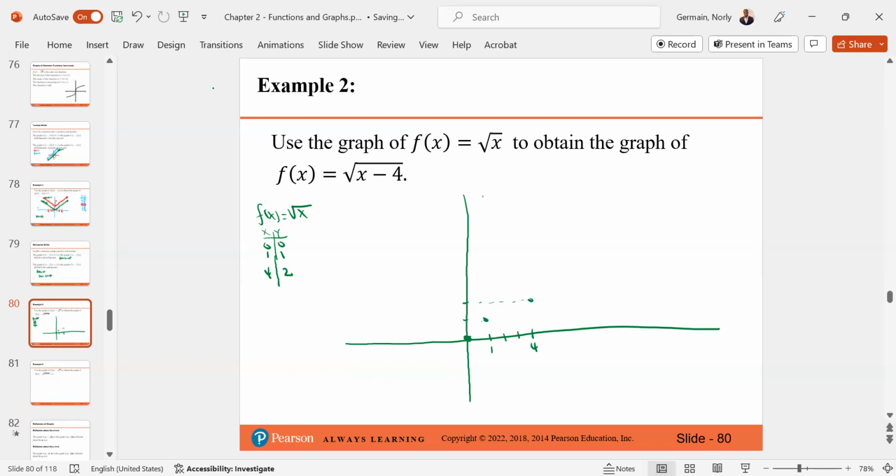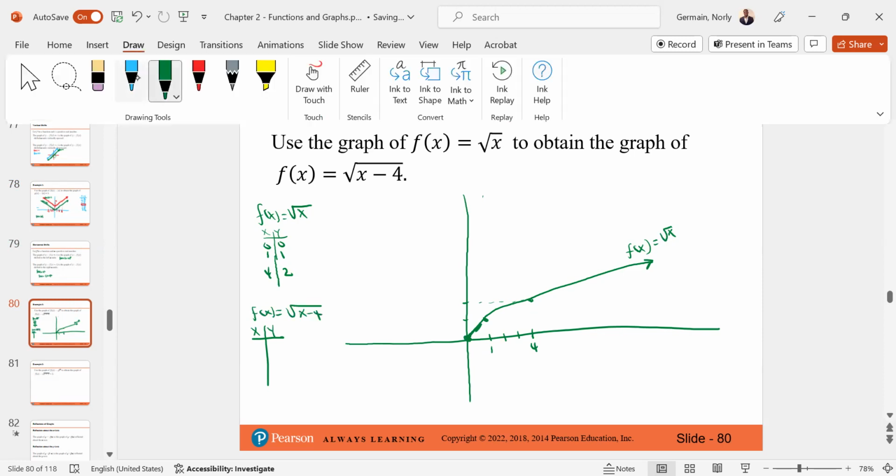At this point, you have an idea what the graph would look like, to do f of x equals square root of x. Now, let's do the same for f of x equals square root of x minus 4.